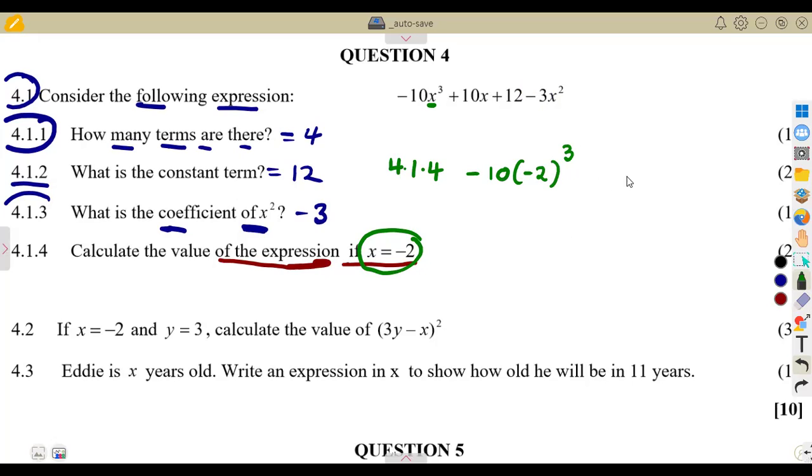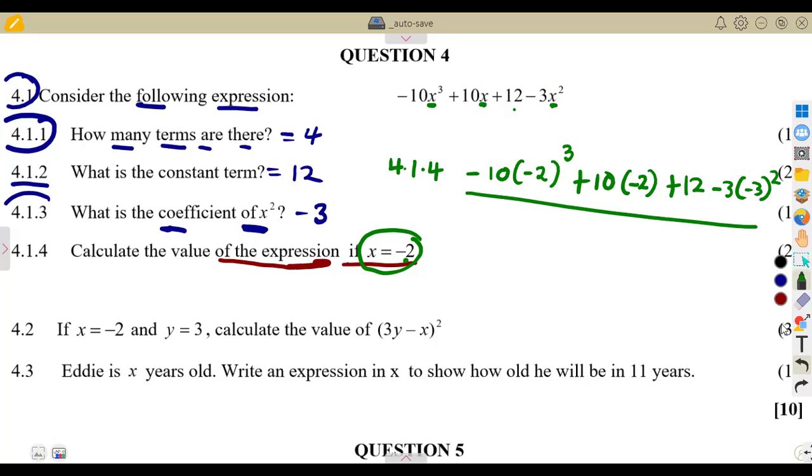Then you move on, plus 10x. 10x means 10 times x, and x is minus 2. You open a bracket. Plus 12, there's nothing there that we have of x. Minus 3x squared. So it's minus 3 times (minus 2) squared, you substitute like that. So you have got 2 marks: 1 just to substitute as you have done, then even to use your calculator to write your answer, you obtain full marks for that.